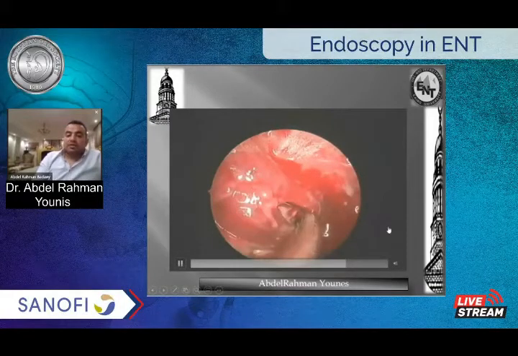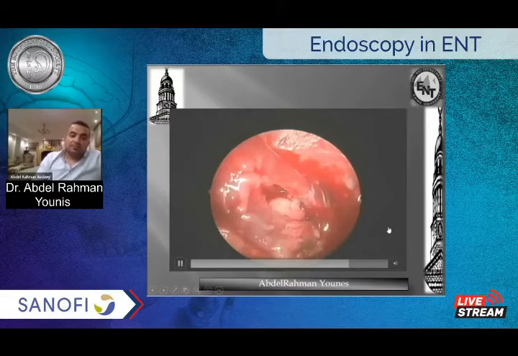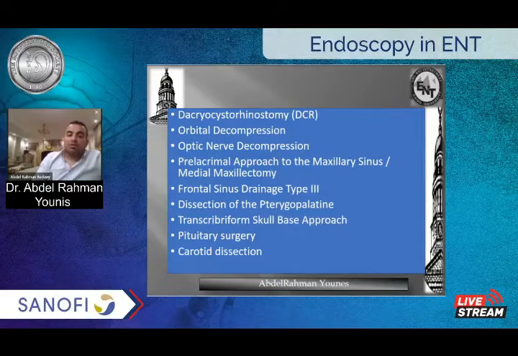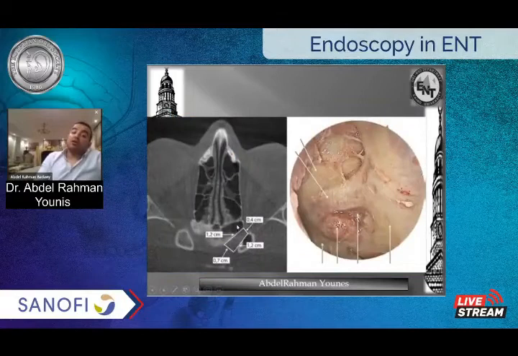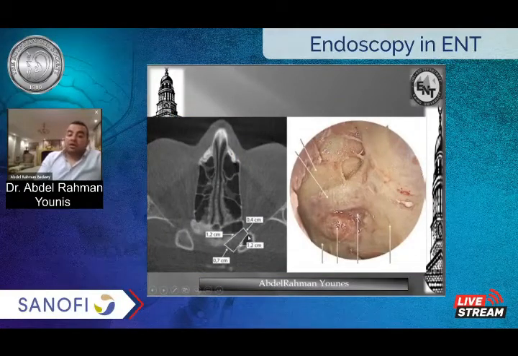So let's return back to our list. We talk about DCR, orbital decompression, and transorbital approach. We're gonna now talk about optic nerve decompression. The optic nerve has 4 parts: intracranial part, intracanalicular part, intraorbital part, and small intraocular part. We try to decompress the intracanalicular part.